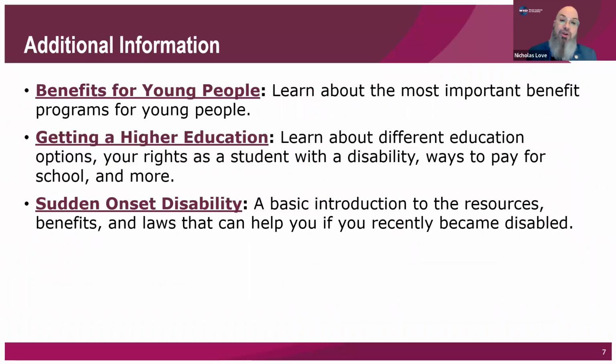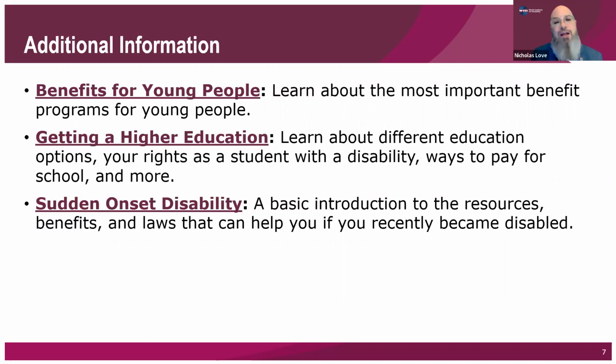There's also additional information about benefits for young people. So how to apply, important rules for young people, what happens when they turn 18. There's also a section about getting a higher education, which while it is in the young person section, is great for anyone looking for education, how to fund it, where to go to school, how to use those disability resource centers.